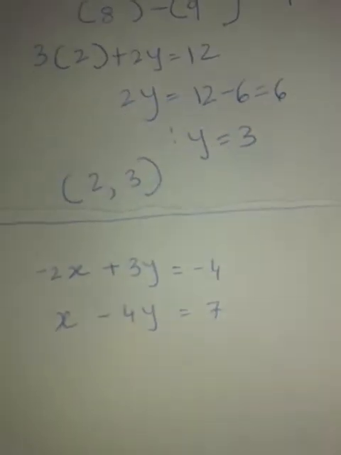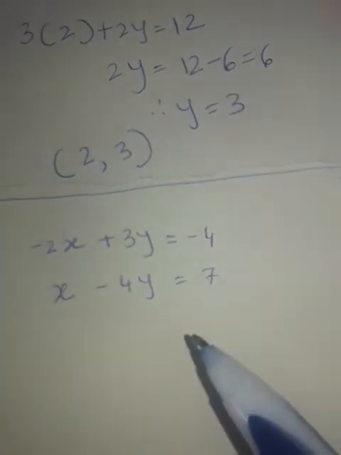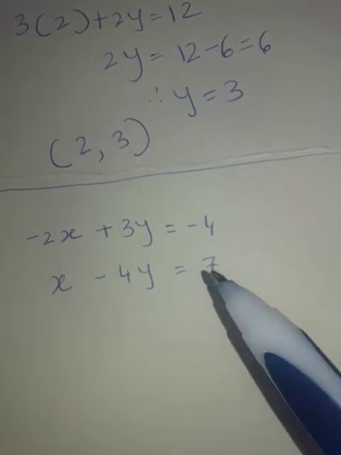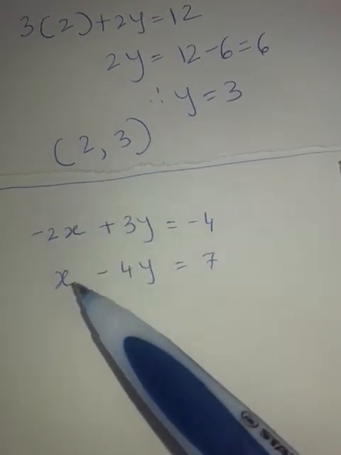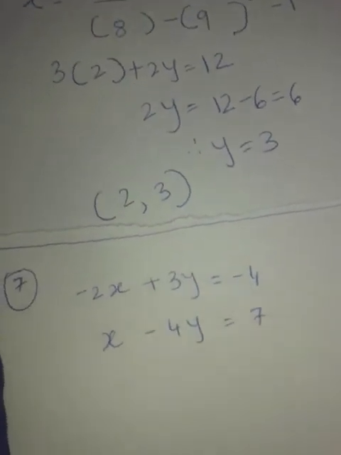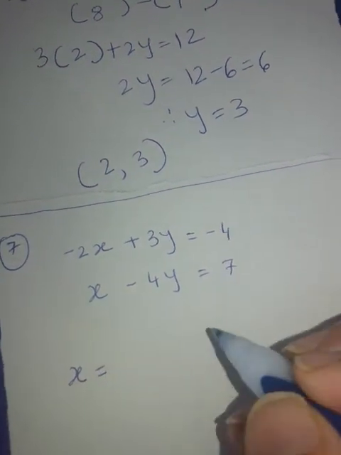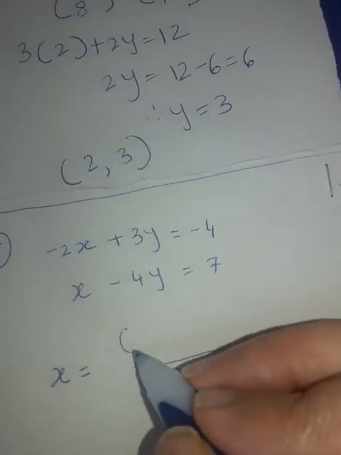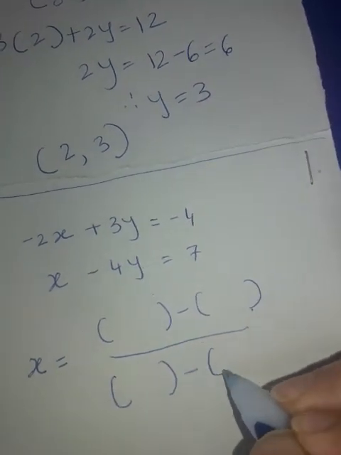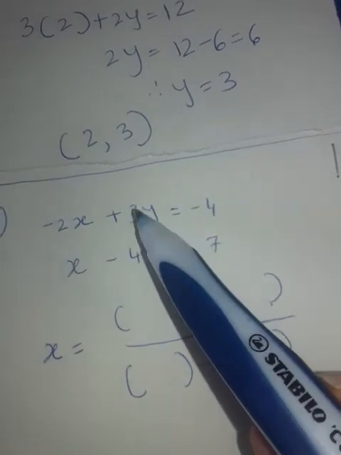One more example with shortcut. Minus 2x plus 3y is equal to minus 4. X minus 4y is equal to 7. So first step is write x below x and y below y, constant term below constant term. So to find x, what we have to do? Write bracket minus bracket, bracket minus bracket. Now let's fill the values.